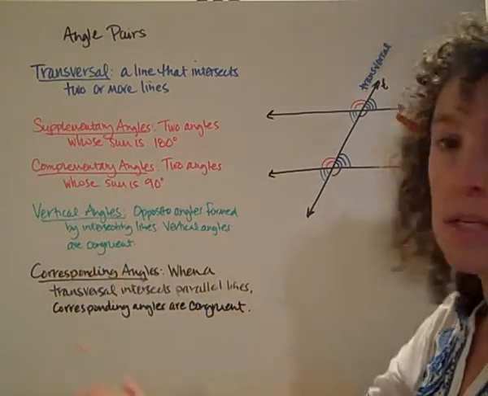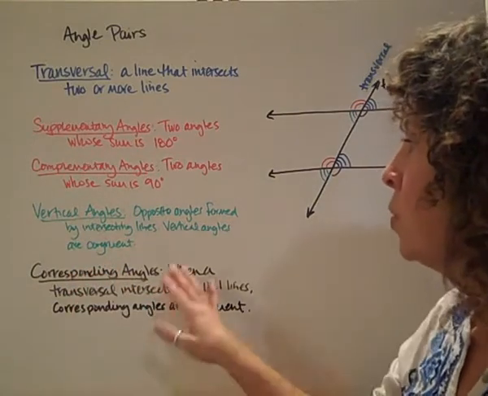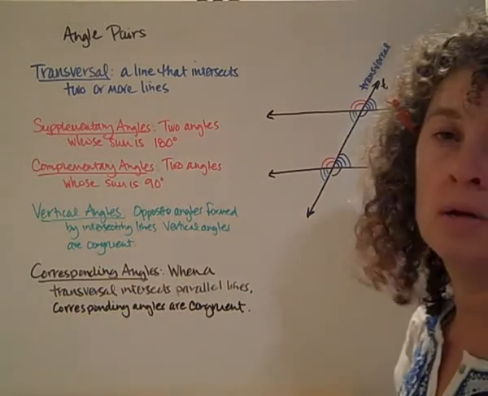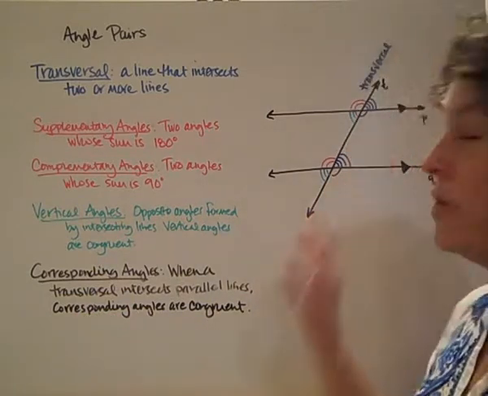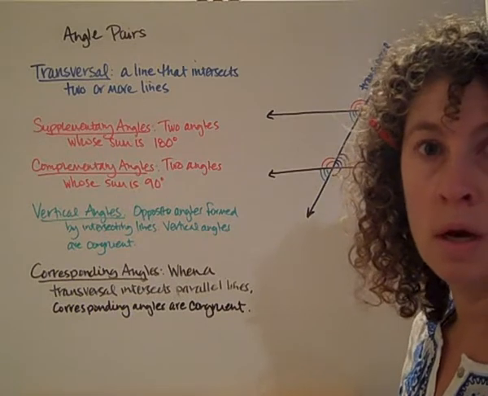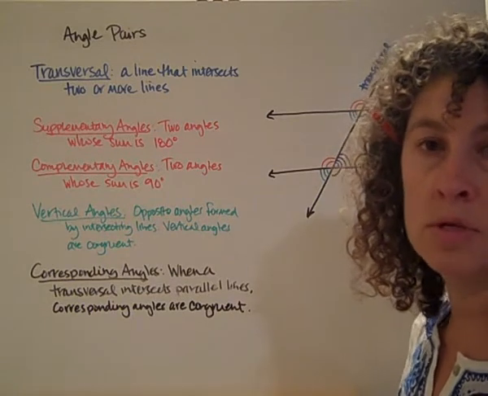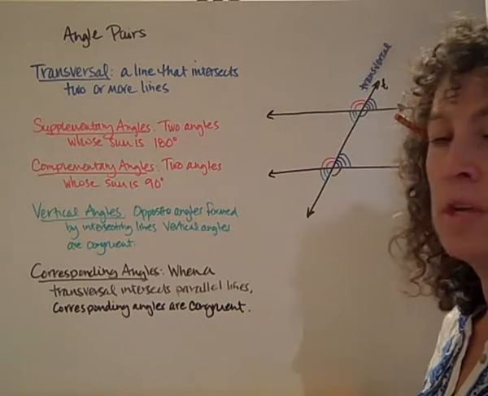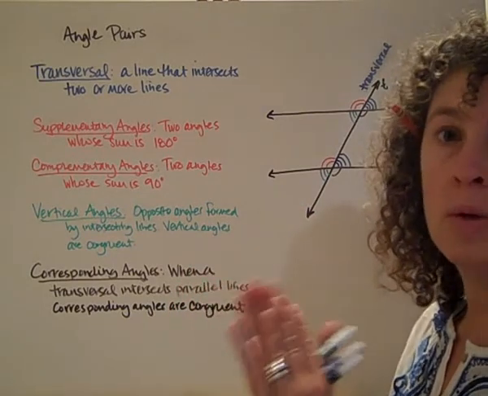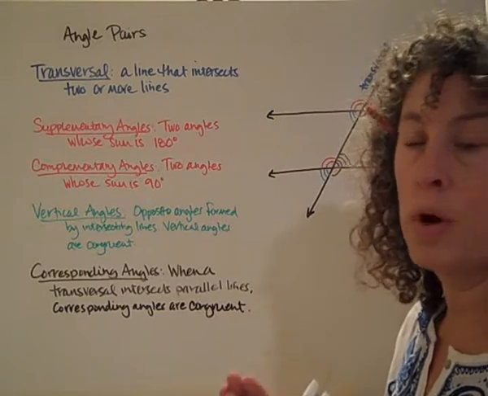And our last one, corresponding angles. When a transversal intersects parallel lines, corresponding angles are congruent. So if we think back to our polygons, our congruent polygons, we talked about corresponding angles and corresponding sides, which simply meant that if I took one of the figures and put it right on top of the other figure, they would match up with each other. They correspond to each other.